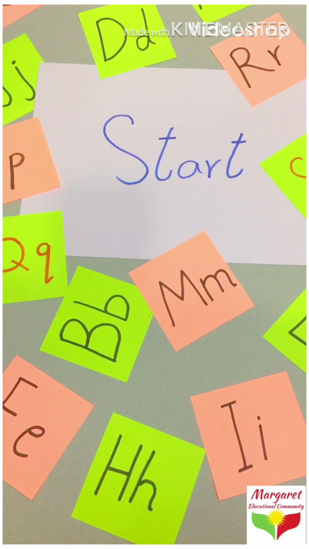T for number 10. This is number 10. Now I want to ask you a question. How many fingers do we have? Let's count them together. 1, 2, 3, 4, 5, 6, 7, 8, 9, 10. 10 fingers. We have 10 fingers.